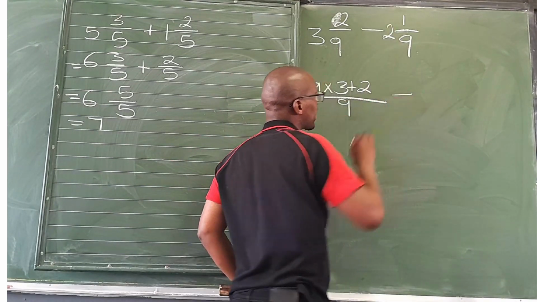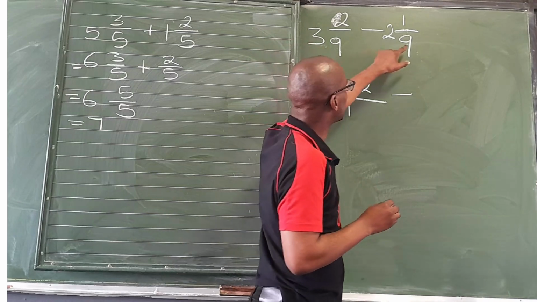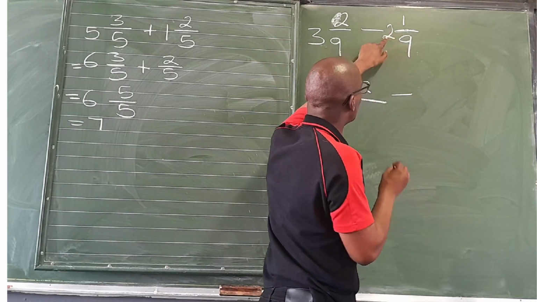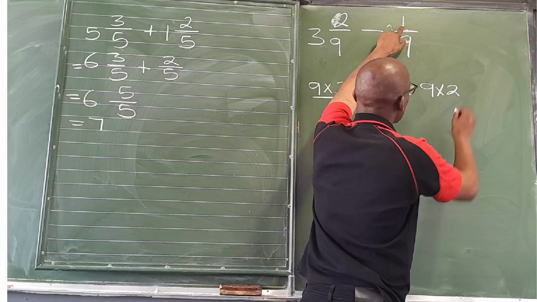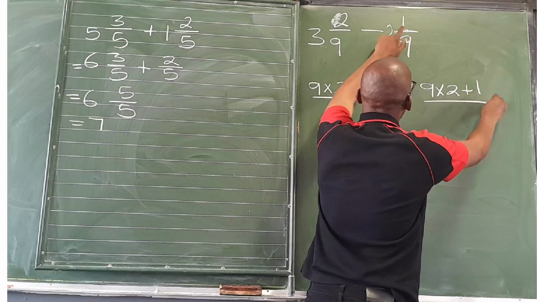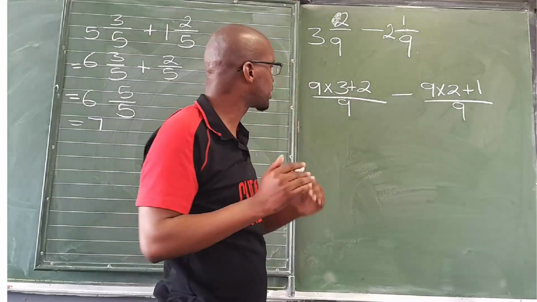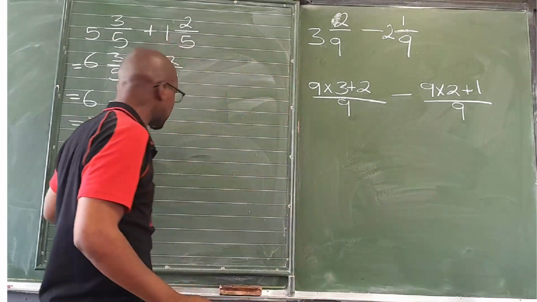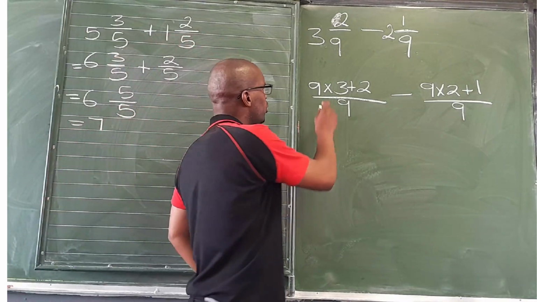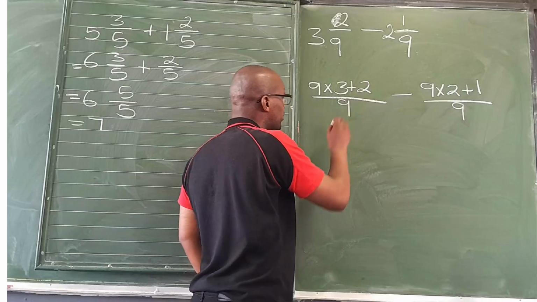Doing the same on my right hand side fraction, I'm going to say 9 multiplied by 2 plus 1, and the denominator stays the same. So this is how we convert a mixed number to an improper fraction. You can do the same over there and you will still get to the same answer. So 9 times 3 gives us 27. 27 plus 2 gives us 29.